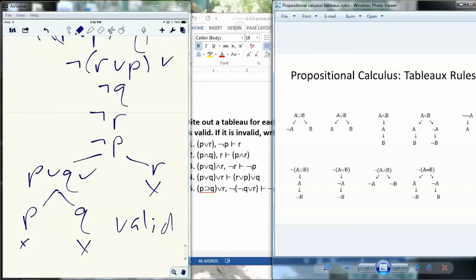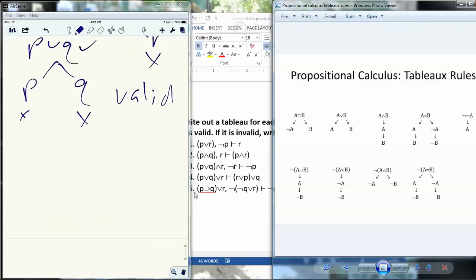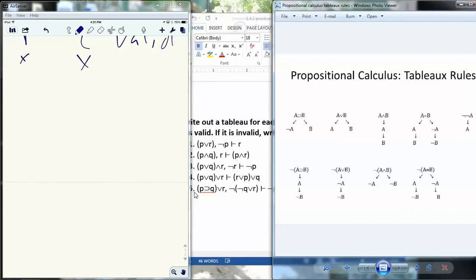I think the one before this was supposed to be invalid, and I think it was supposed to be P or Q or R, not R. Does that entail not P? And that would be invalid because Q is a possibility. But I had a typo, so all right, last one.